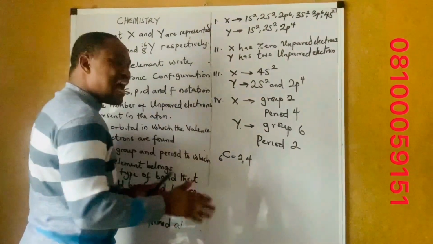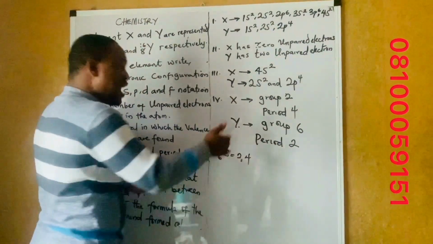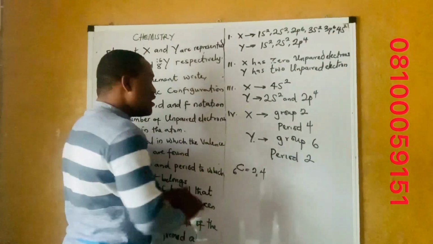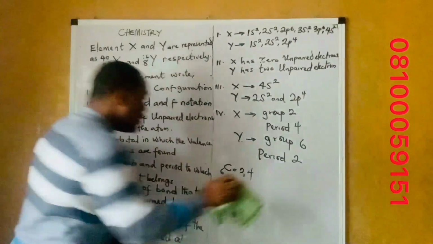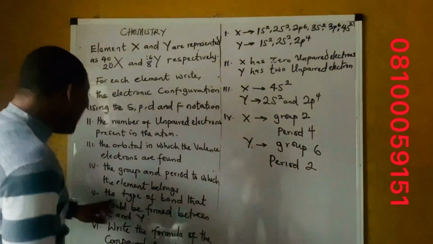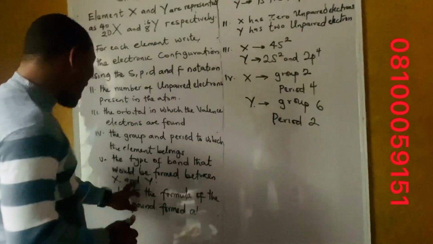So if you see any question asking for group and period, just do the electronic configuration. I have a video on the channel that talks about this electronic configuration, so you can check it. So that is that for that. Okay, let's move on. The type of bond that would be formed between X and Y.